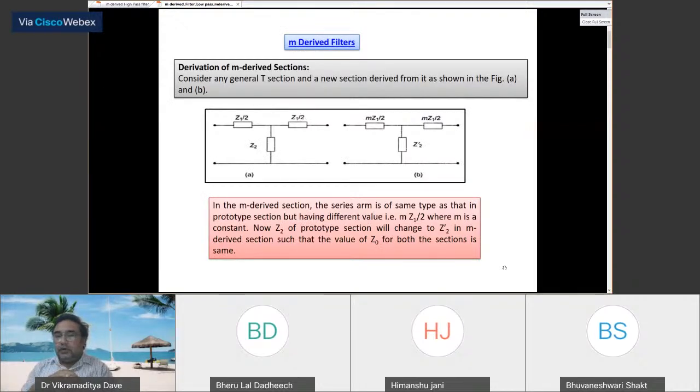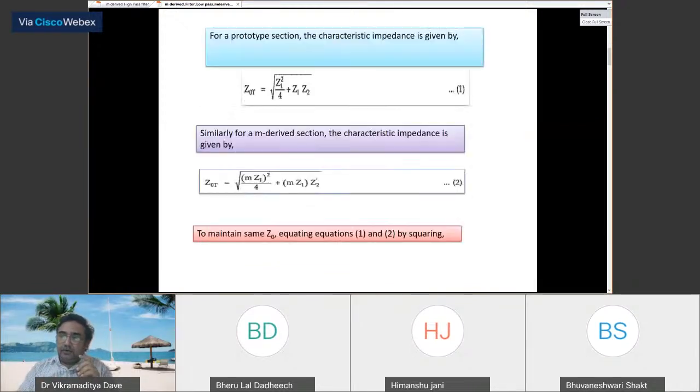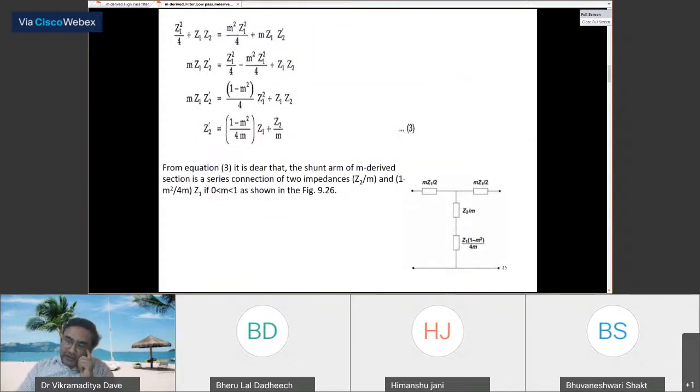I have given you that now the fundamental prototype constant K filter will be changed, in the sense that the impedance values will be changed. Let us take the example of a symmetrical T network. It will not be Z1, it will become MZ1, and therefore the two half sections will become MZ1 by 2 and MZ1 by 2. Because of this changing of Z1, Z2 will also change. We have gone through its mathematics also, using the principle that the characteristic impedance in the prototype section as well as in the M-derived section will remain the same. Accordingly, the T section will be modified as follows.